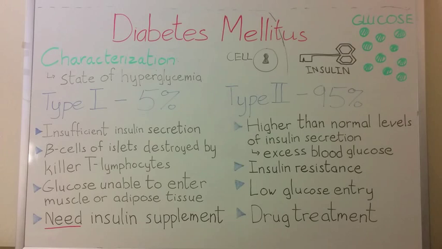Now on to type 2 diabetes, which is exhibited by 95% of diabetes patients. There is a higher than normal level of insulin secretion and insulin levels in the bloodstream due to excess blood glucose. So this patient is able to secrete insulin. However, they develop insulin resistance. Now, how is this resistance caused?